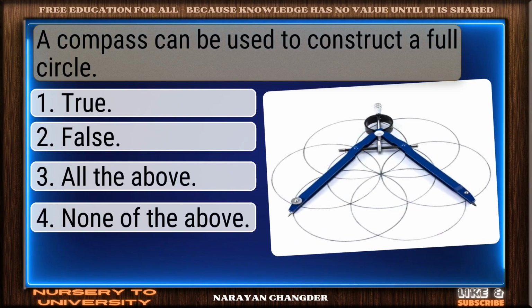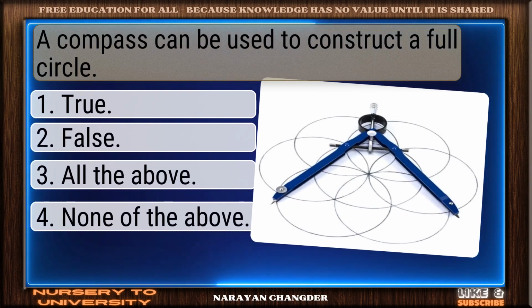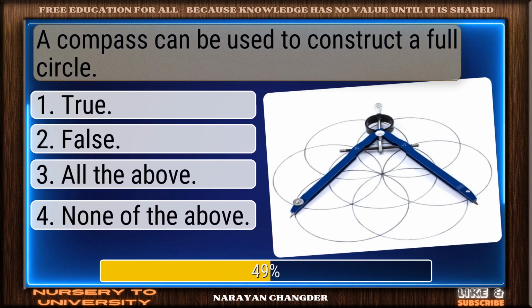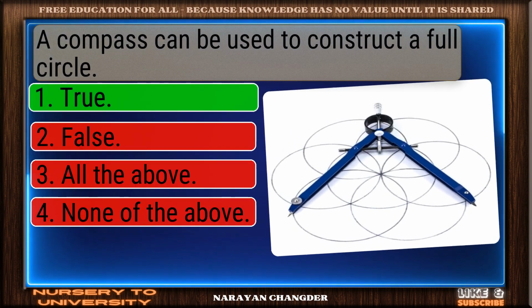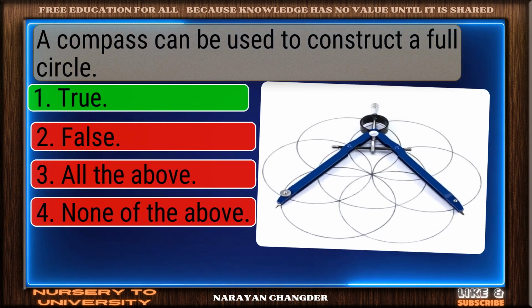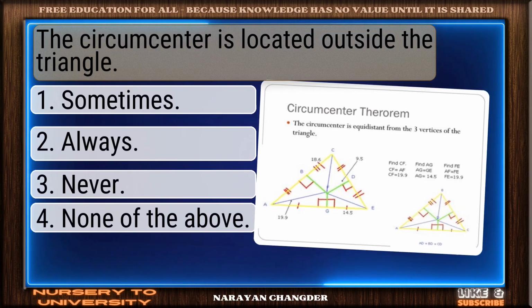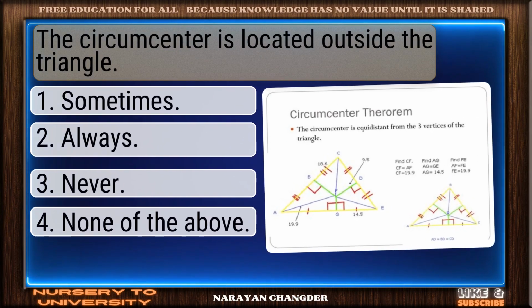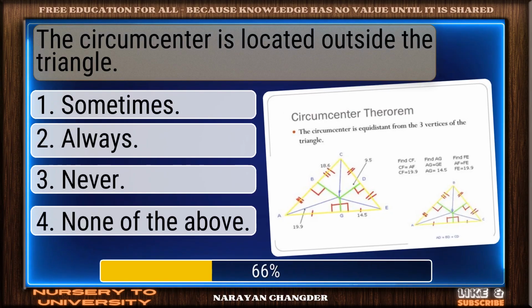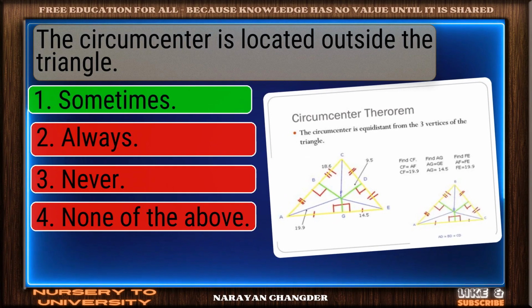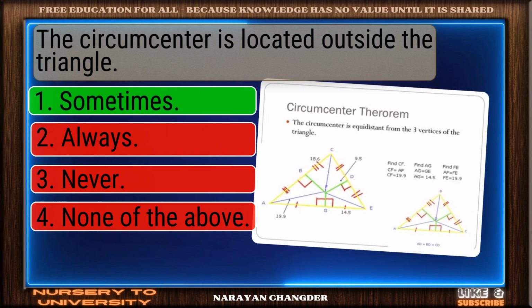Question number 56. A compass can be used to construct a full circle. Correct response. True is the most accurate answer. Question number 57. The circumcenter is located outside the triangle. Well picked. Sometimes is the correct answer.